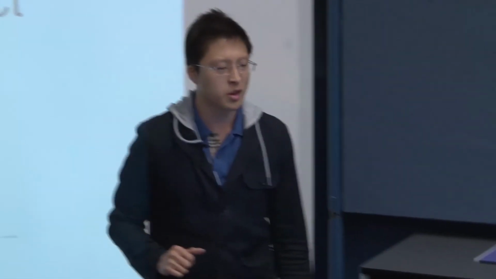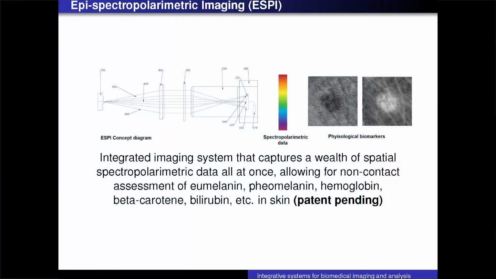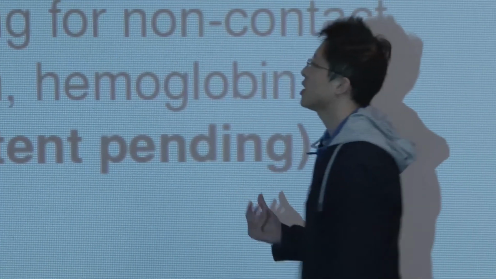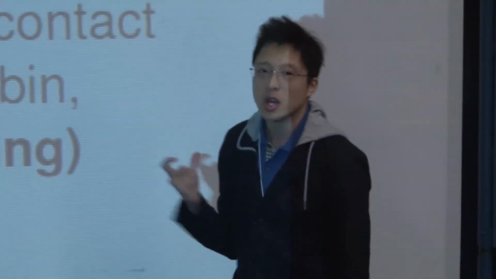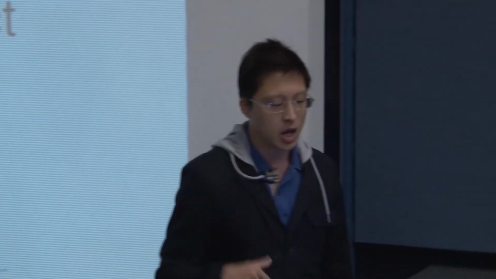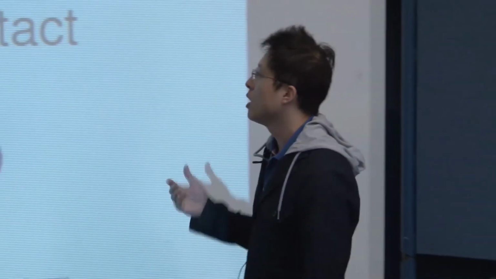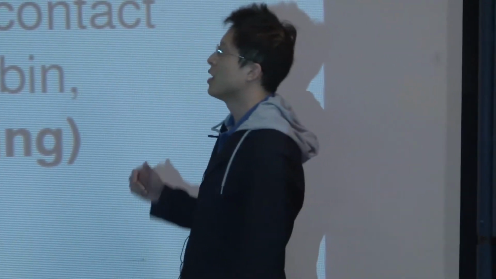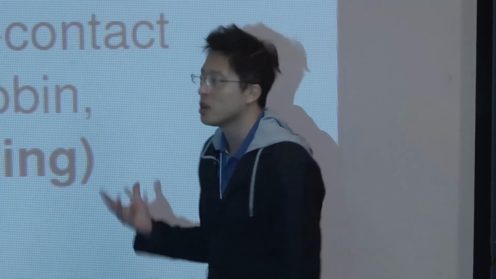Another thing we've been working on is integrated systems for capturing a wealth of spatial spectral polarimetric data, so both hyperspectral as well as multipolarimetric data all at once. In one shot, click, and you've got all the information you need. It allows you to extract very important information such as eumelanin concentrations, phenylalanine concentrations, hemoglobin levels, beta-carotene, bilirubin, and so on and so forth, just by looking at the skin in a non-contact manner.